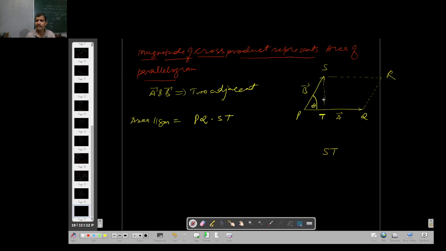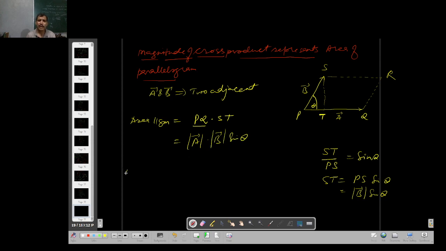ST is the side opposite to theta, so that's why ST upon PS can be written as sine theta. Therefore ST can be written as PS sine of theta, and PS is nothing but the magnitude of B vector, so it is B sine theta, and PQ is what? It is the magnitude of vector A, so the area is A B sine of theta.